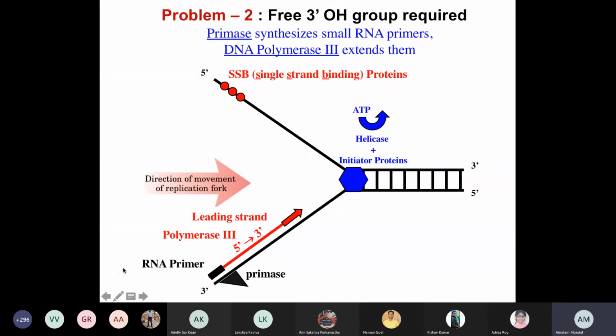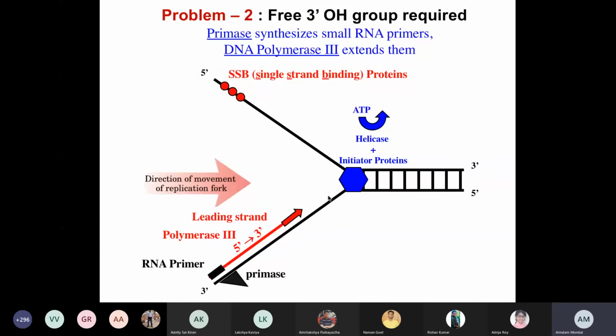So see, in this particular case, this is the RNA primer. DNA polymerase has utilized the 3' OH and initiated the DNA synthesis. It's reading the template in a 3' to 5' direction, and it's synthesizing the DNA from 5' to 3'. As the helicase proceeds in this direction, the DNA polymerase can follow the helicase so that it can keep on synthesizing the DNA in the 5' to 3' orientation.